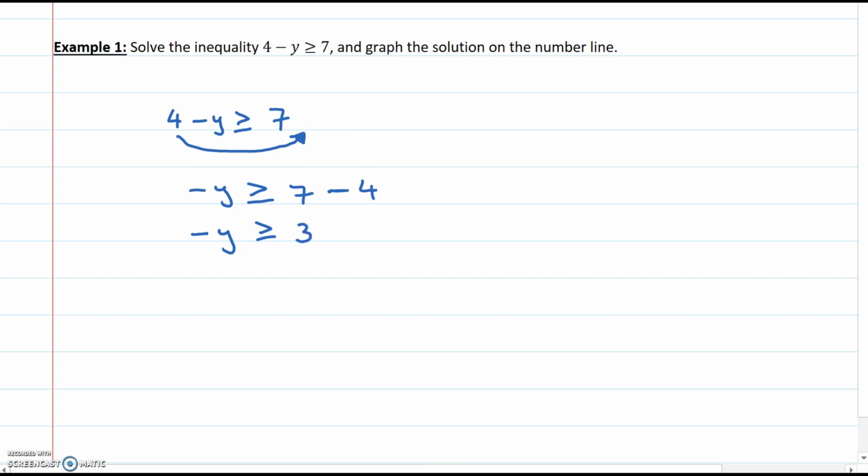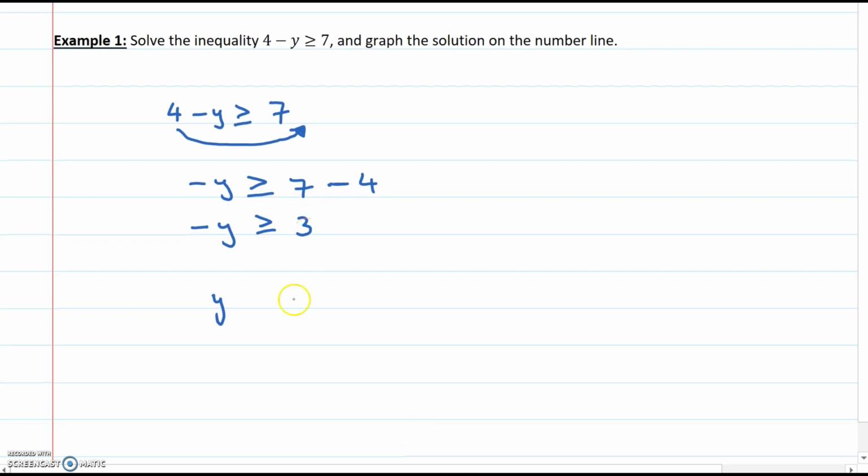Now we have negative y, we don't want negative y, we want y. Now you could decide to multiply by negative 1, divide by negative 1, or the way I think of these is if I have a negative y and I want a y, I just change all the signs. So every sign here I'm going to change. So the negative y becomes y. The 3 is going to become negative 3.